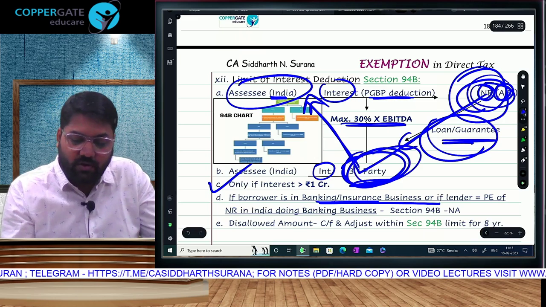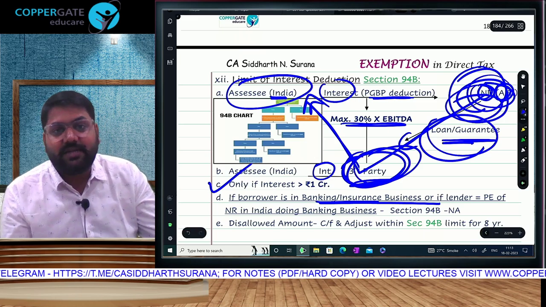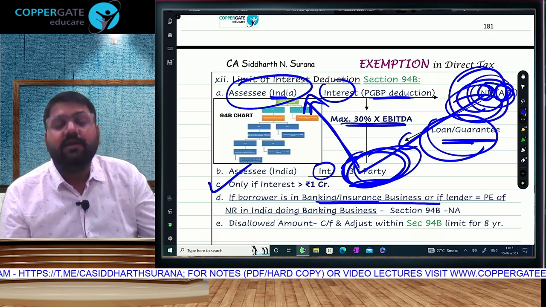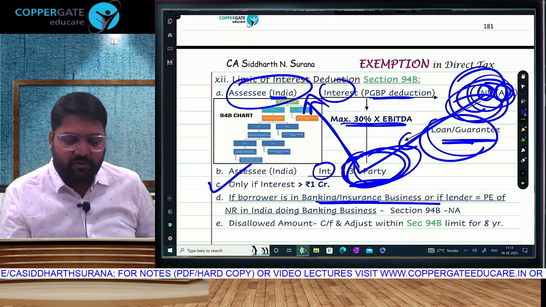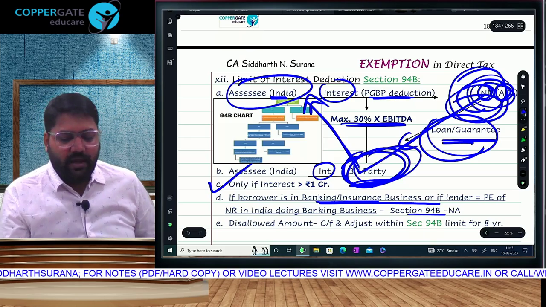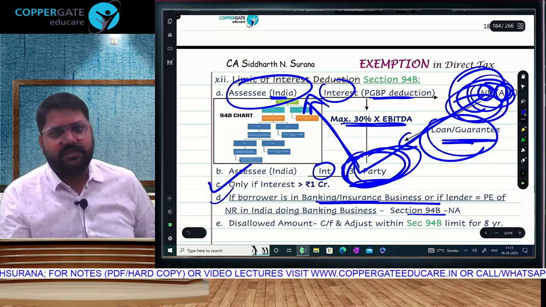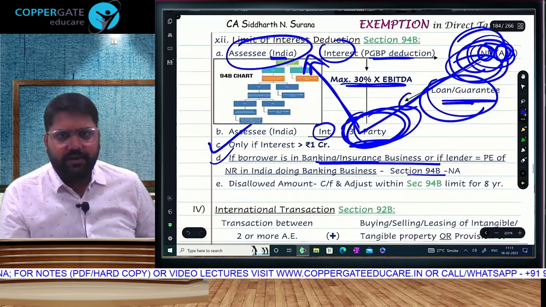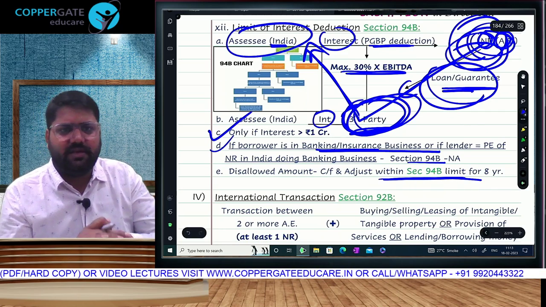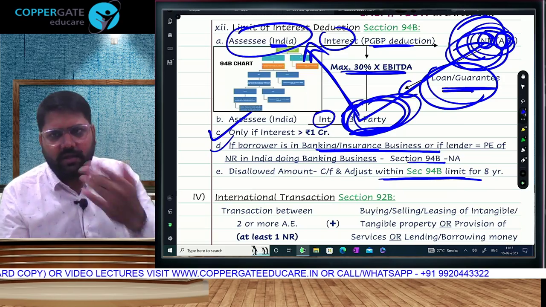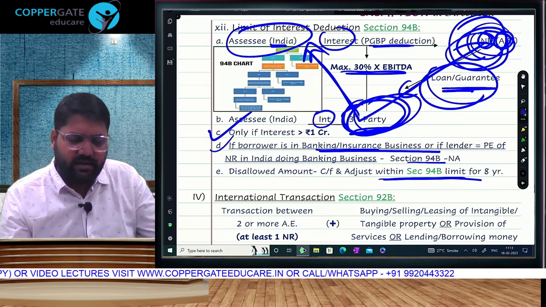And if the lender is also a permanent establishment in India of a non-resident in banking business, meaning you have taken a loan from the Indian branch of a foreign bank, then also this section is not going to be applicable, because it is an ordinary course of business transaction. We have to give them immunity. And don't worry, whatever amount we are disallowing here, you can carry forward and adjust within the limit of the section, 30% of EBITDA, within the next 8 years.